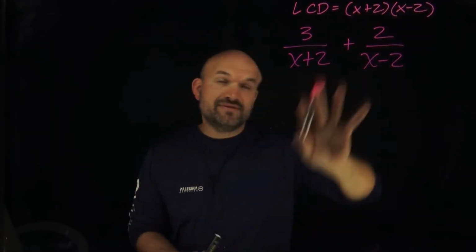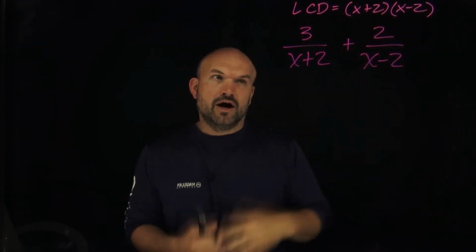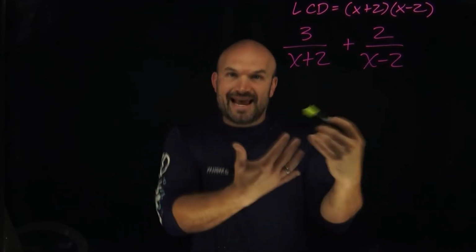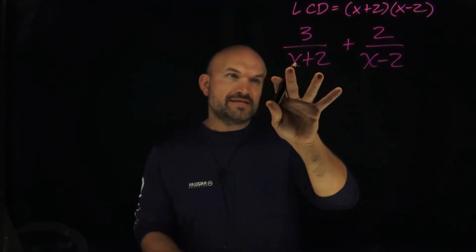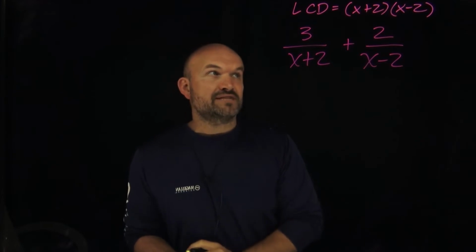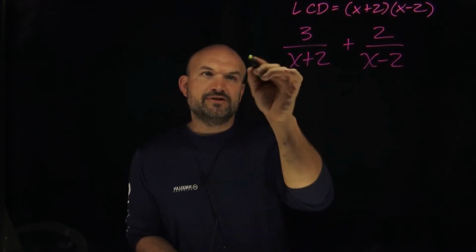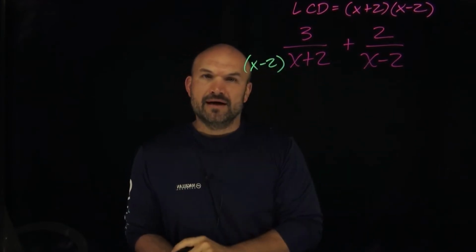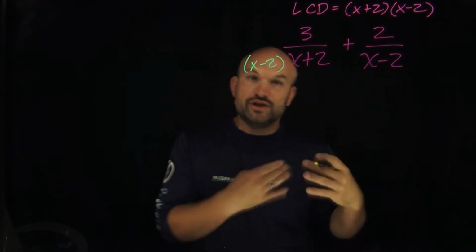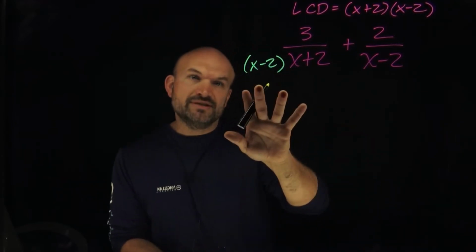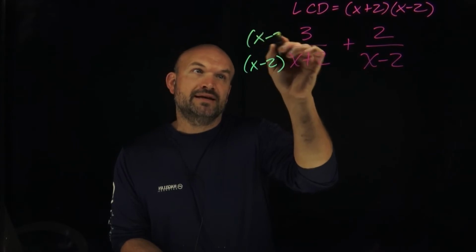All right, so now that we've identified what the least common denominator is, all we simply need to do now is to obtain the least common denominator. So if I already have an x plus 2, and my least common denominator is x plus 2 times x minus 2, then just make sure you multiply by an x minus 2 on the denominator. But remember, we need to produce what we call equivalent fractions. So whatever you do in the denominator, you're also going to have to do in the numerator.